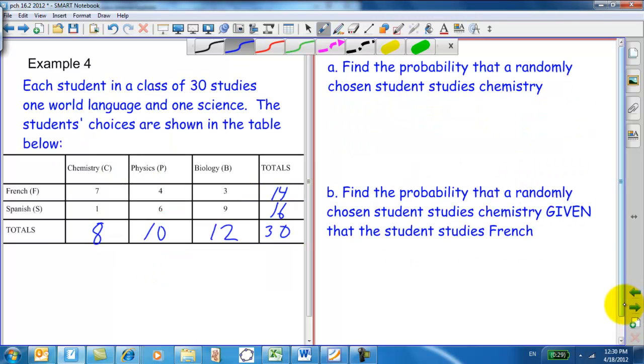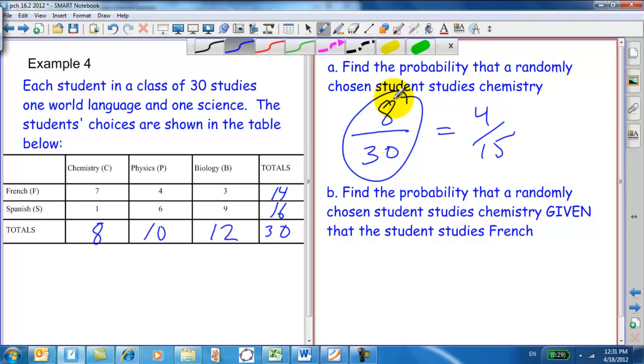Now find the probability that a randomly chosen student studies chemistry. Well, for chemistry, we can look at the chemistry column. That's 8 out of the 30 students, which reduces down to 4/15. But 8 out of 30 is fine.